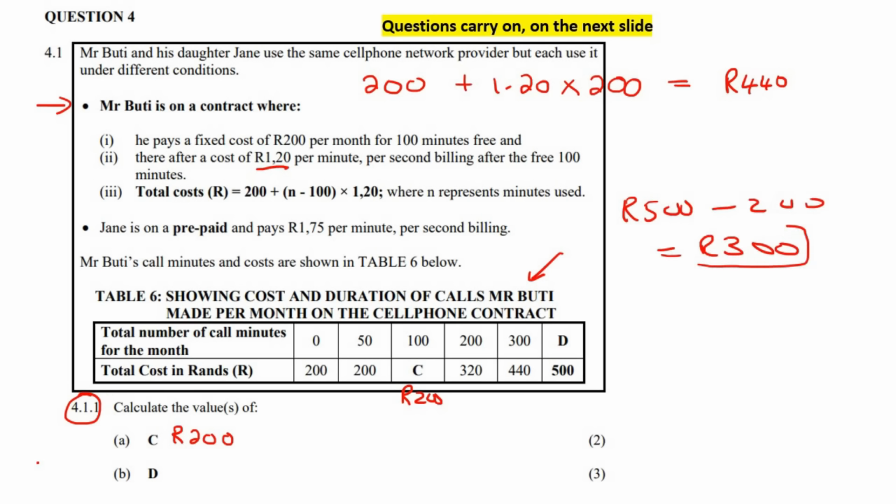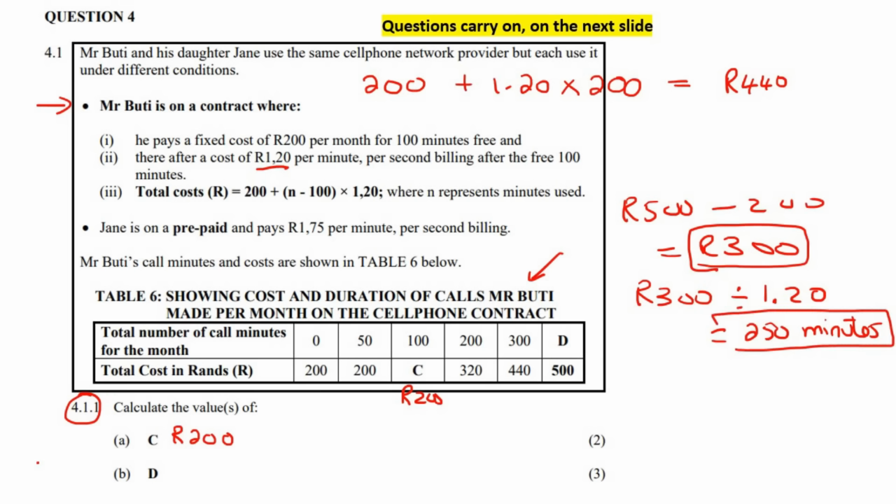So he spent an extra 300 Rand on all of his calls. So you could then say 300 Rand divided by 1 Rand 20, and that's going to be 250 extra minutes that he used. So he used 250 extra minutes, okay? But he also used the 100 minutes free. So that's going to be, if you plus those two numbers together, 250 plus 100, that would be 350 for D. 350.